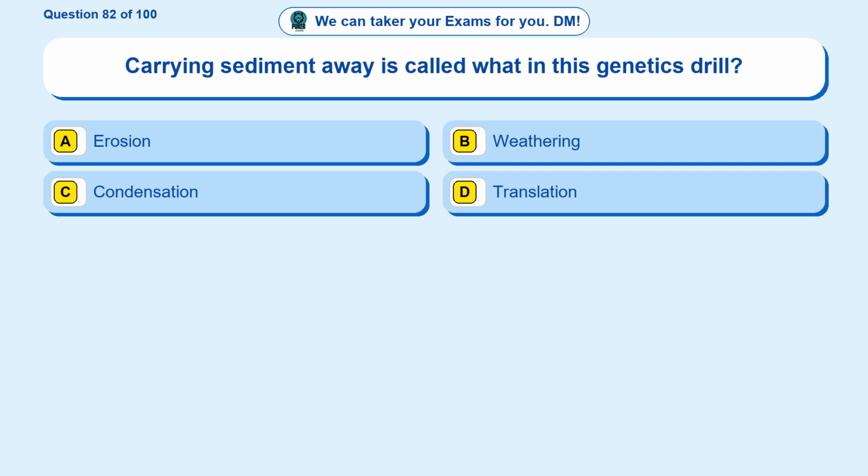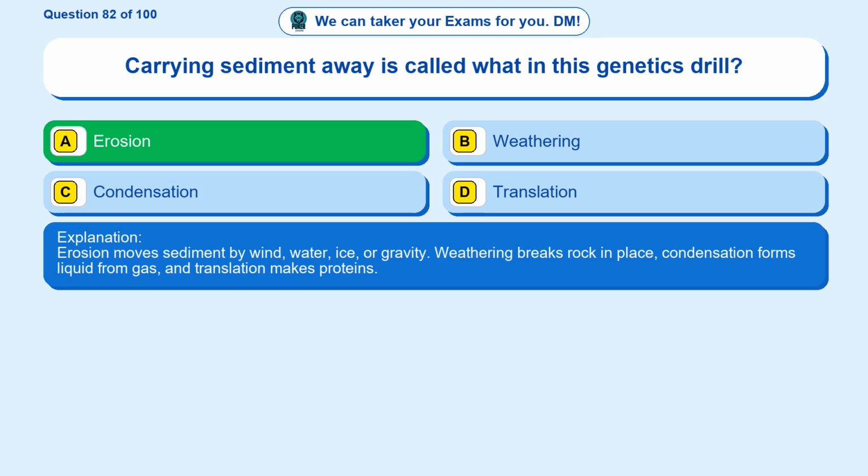Question 82. Carrying sediment away is called what in this genetics drill? Option A, erosion. Option B, weathering. Option C, condensation. Option D, translation. The correct answer is option A, erosion. Erosion moves sediment by wind, water, ice, or gravity. Weathering breaks rock in place, condensation forms liquid from gas, and translation makes proteins.